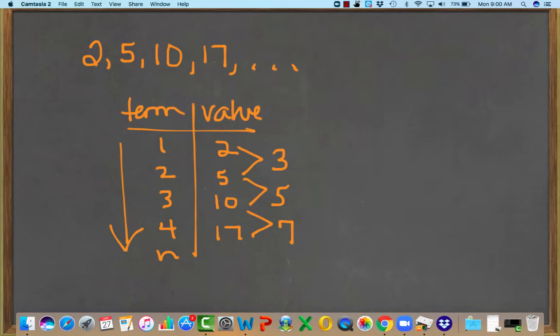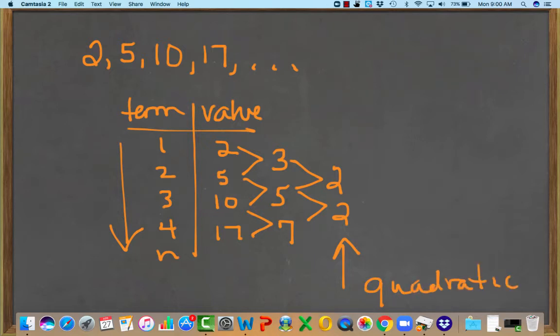But look and do a common difference again. From 3 to 5 increases by 2. This increases by 2. So since it takes 2 common differences to get out to the same number, that tells me that this is going to be a quadratic. So it's going to have an x squared or an n squared in it.